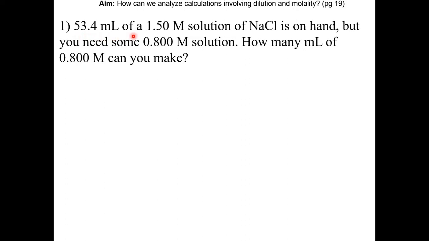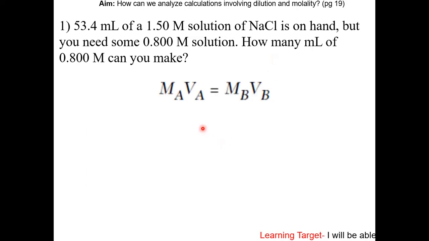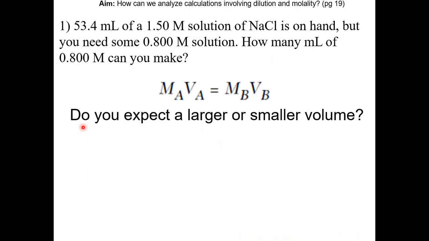53.4 milliliters of 1.5 molar solution of NaCl is on hand, but you need some 0.8 molar solution. How many milliliters of 0.8 molar can you make? The first step is to write down the equation. Do you expect a larger or smaller volume? By reading the question, you see that the concentration of the solution decreased. It went from 1.5 to 0.8, so we're expecting a larger volume.